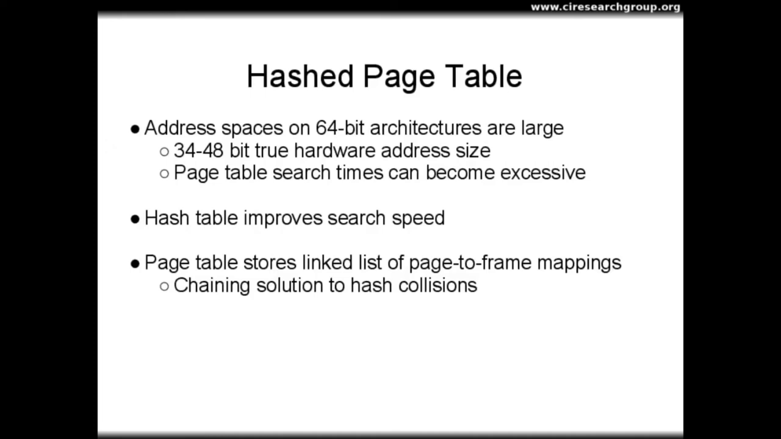A solution to this problem, which both reduces page table storage size and increases search speed, is to use a hash table, or dictionary structure, to store the outer page table. Since several addresses may hash to the same value, each entry in the hash table is an inner linear page table, which allows the hash collisions to be resolved through chaining.